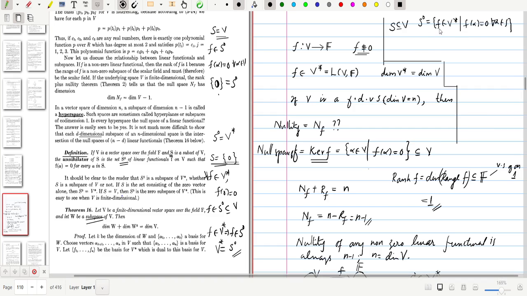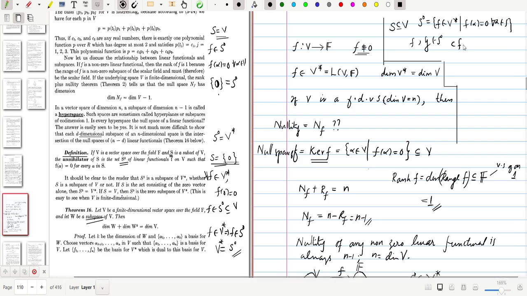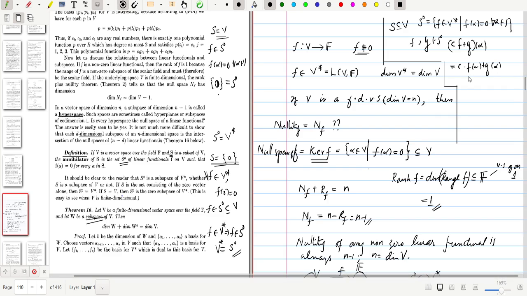We can easily prove that if we choose any two elements f and g from S naught, f comma g belongs to S naught, then what is c times f plus g of alpha? That is c times f of alpha plus g of alpha. And if alpha is an element of S, then f of alpha equals 0 using this definition. So we can say that this is equal to 0 plus 0 for all alpha belonging to S.